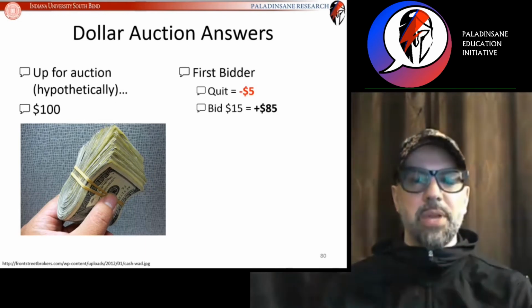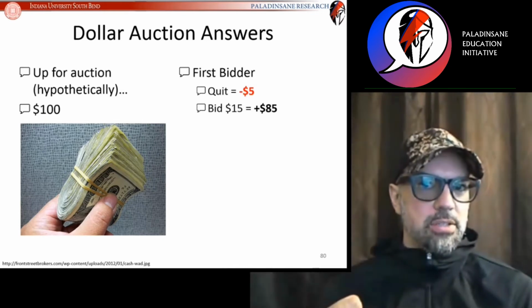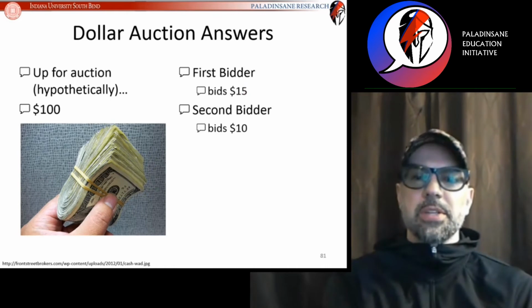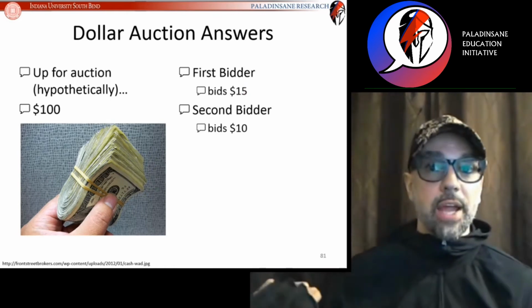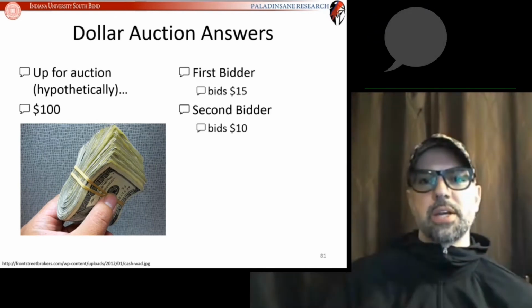And in that case, it's bidding the $15. So the first bidder makes that rational decision and says, you know what, I'm going to bid $15. Now, what happens if the bidding ends right now? What happens if the auctioneer is like going once, going twice, sold to the first bidder?